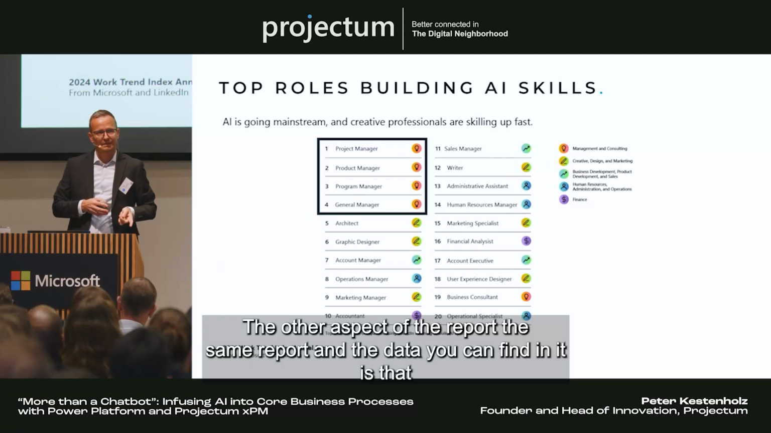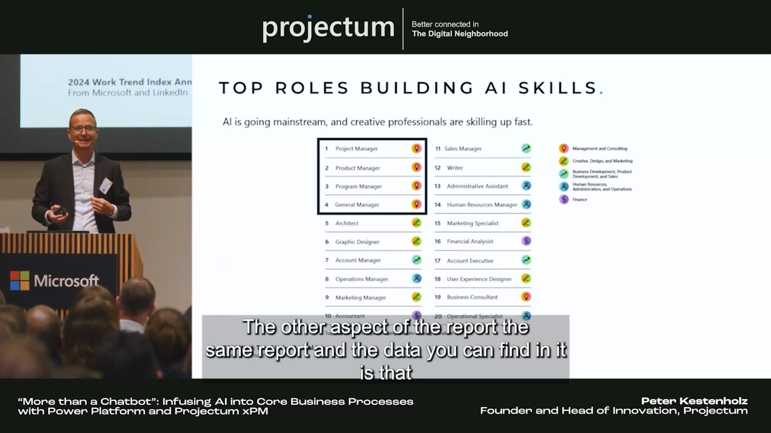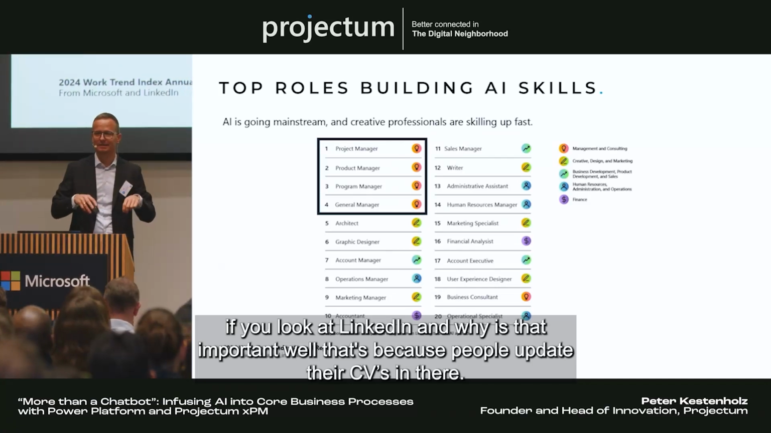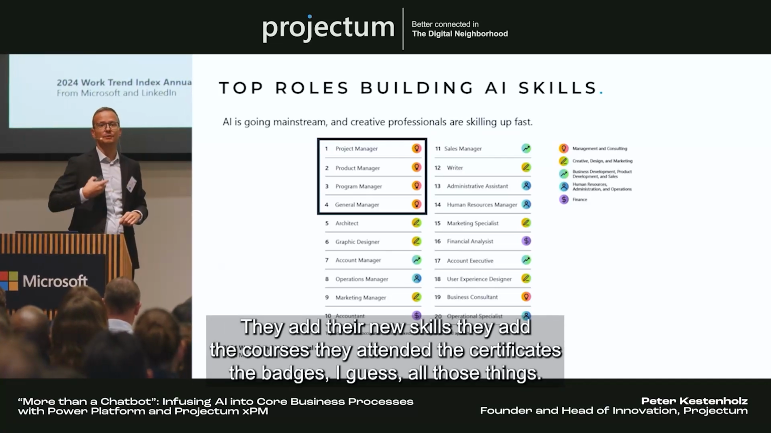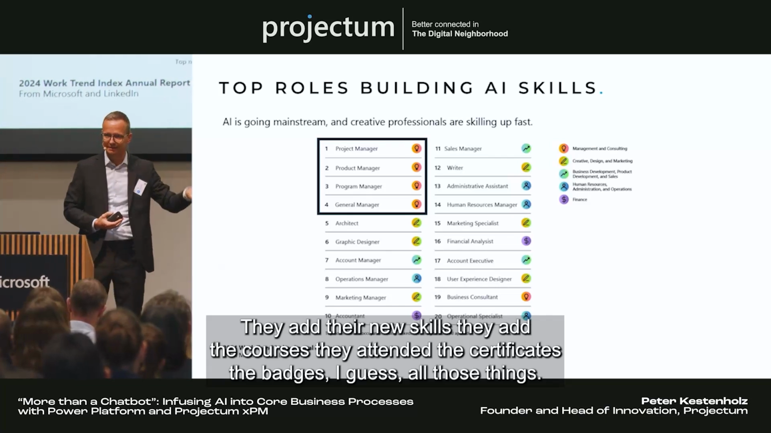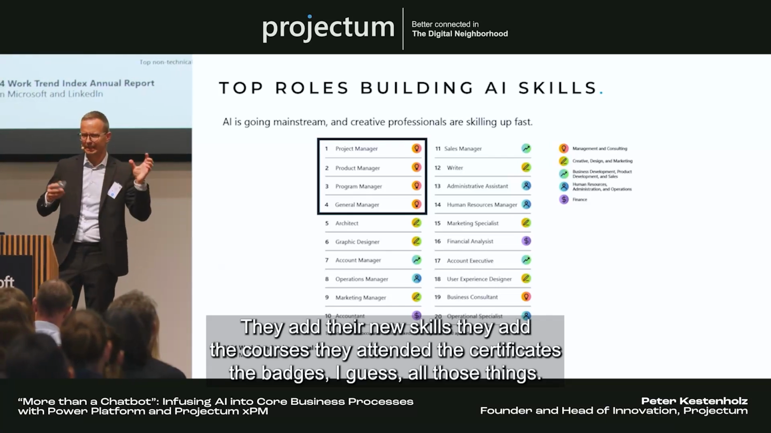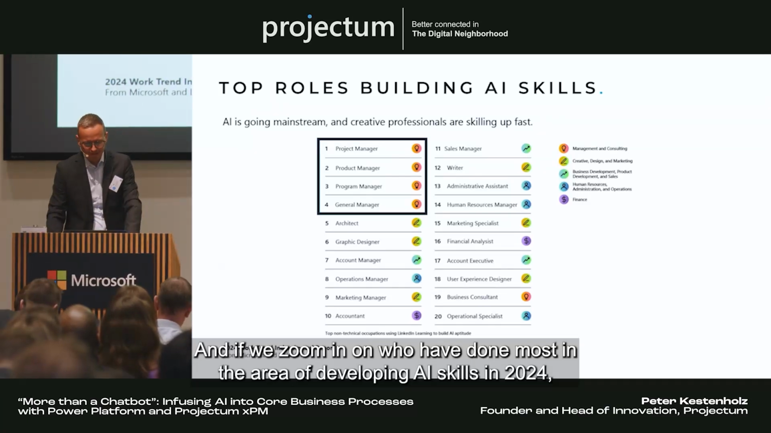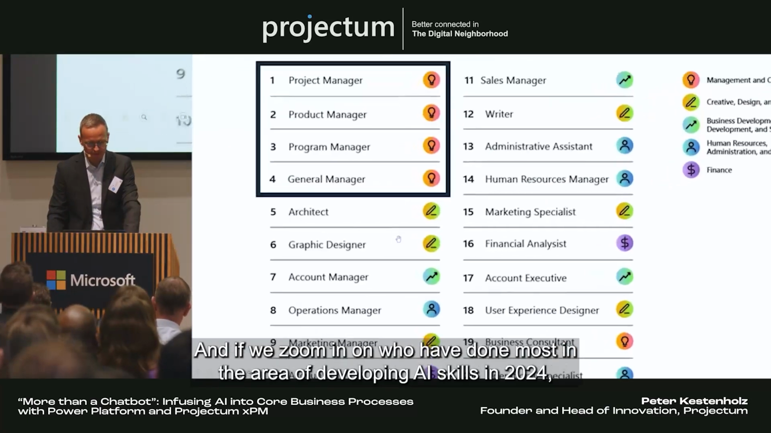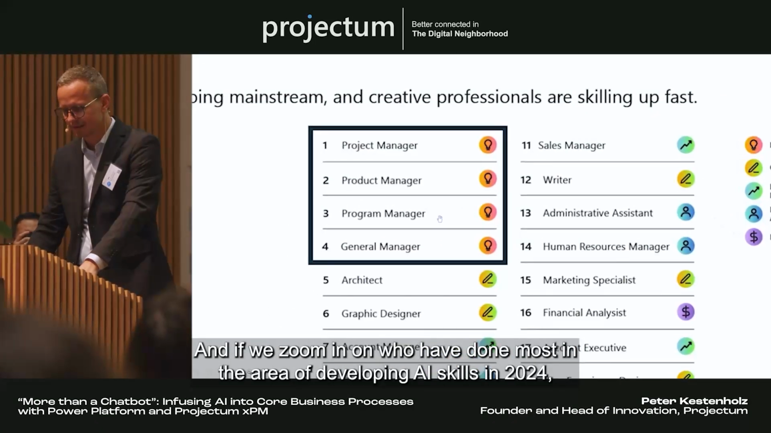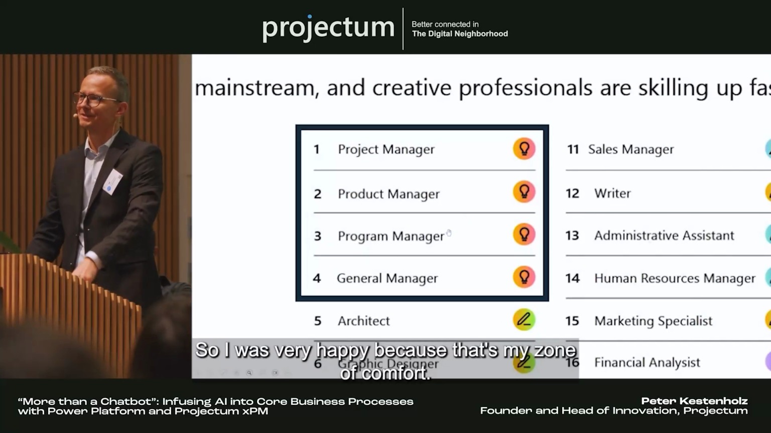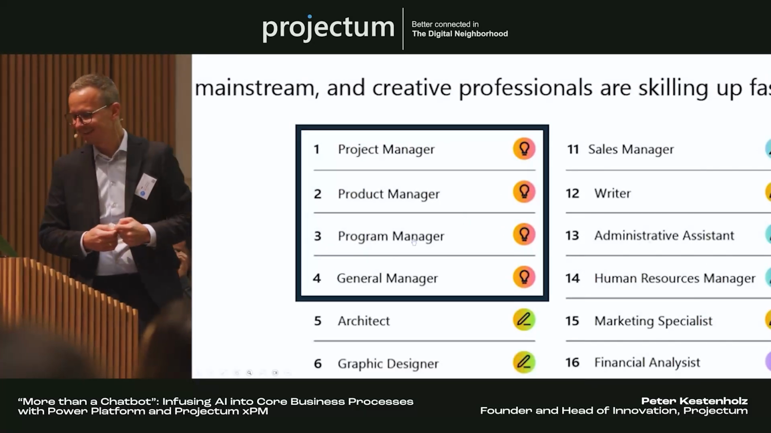The other aspect of the report, the same report, and the data you can find in it, is that if you look at LinkedIn, and why is that important? Well, that's because people update their CVs and they add their new skills, they add the courses they attended, the certificates, the badges, I guess, all those things. And if we zoom in on who has done most in the area of developing AI skills in 2024, project managers. So I was very happy, because that's my zone of comfort.